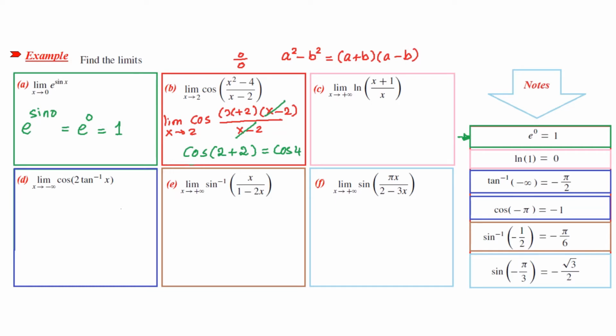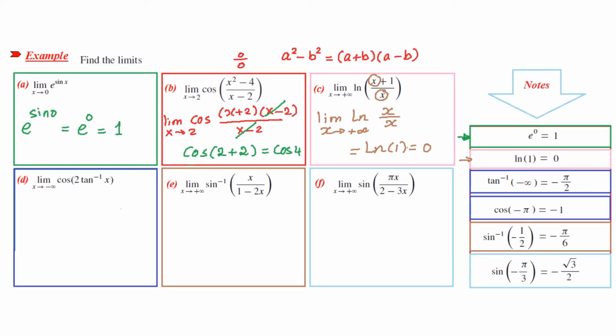Now in part C, we have the limit of ln, natural logarithm, of (x plus 1) divided by x when x goes to infinity. As you know, when you want to find the limit when x goes to positive infinity or negative infinity, you have to take the term with the highest exponent up divided by the term with the highest exponent down. So the highest exponent up is x and the highest exponent down is x. So we have the limit of ln of x divided by x when x goes to positive infinity, and x divided by x equals 1. So we have ln of 1, and as you know, ln of 1 equals 0.